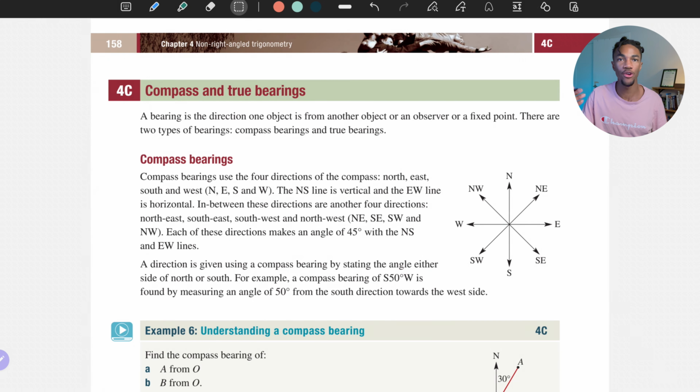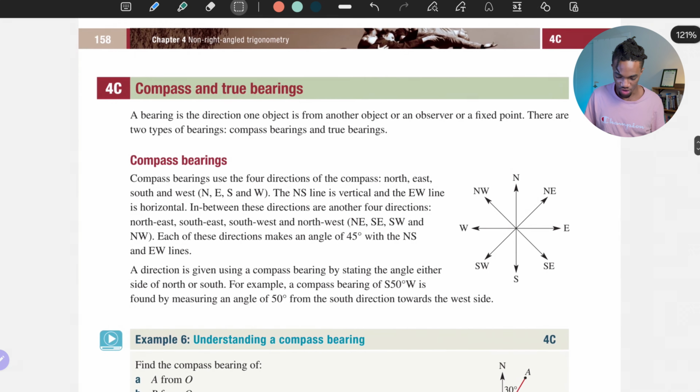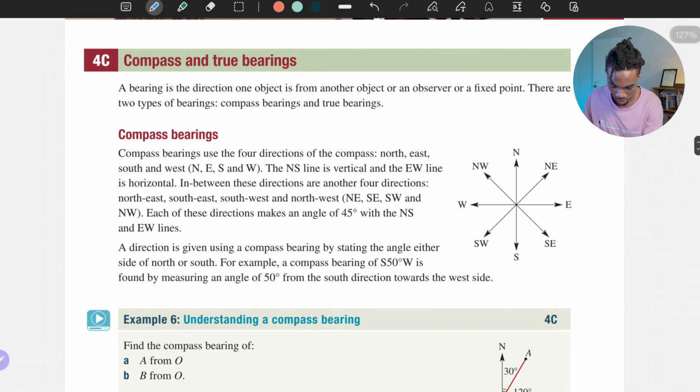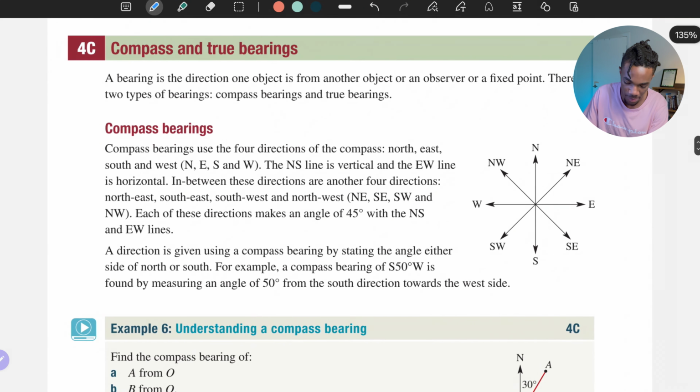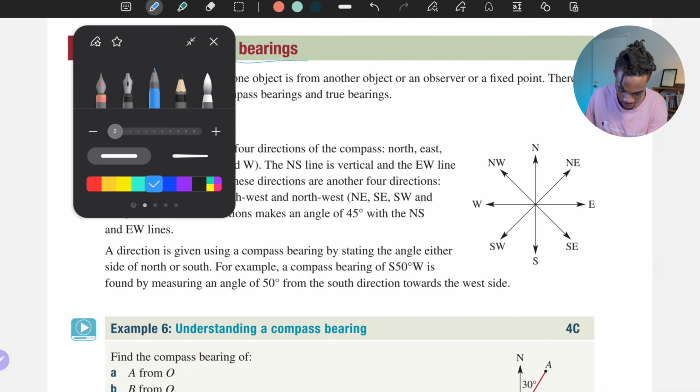So we're going to go through bearings now. We're just using the Cambridge textbook, chapter 4C for this. Okay, so there are two types of bearings: compass bearings and true bearings. We'll go through compass bearings now.